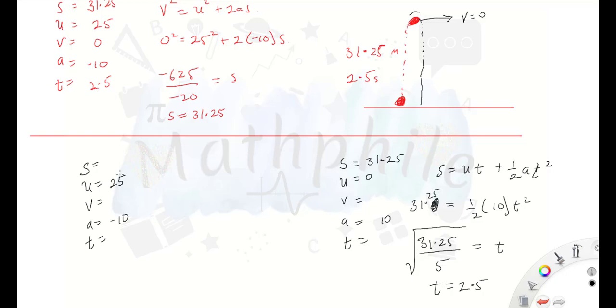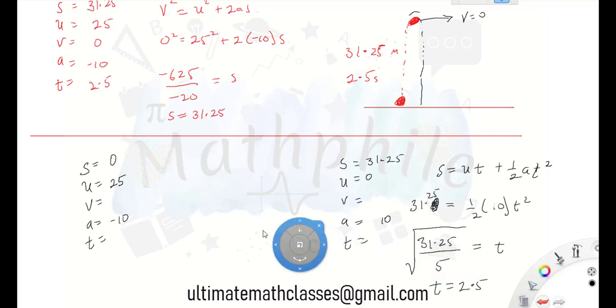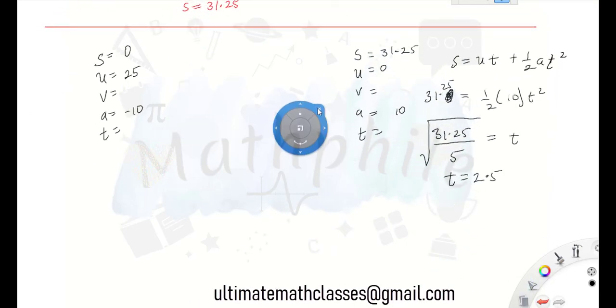When the particle is at its original position, what can you tell me about the displacement? Zero. So the displacement is 0. Use the three values provided to calculate for the time taken and see what you're going to get.